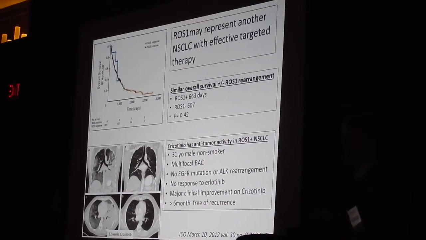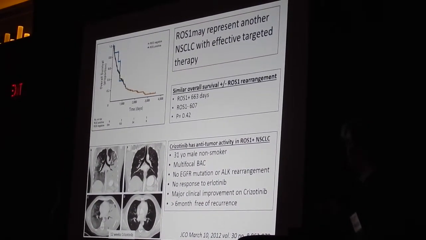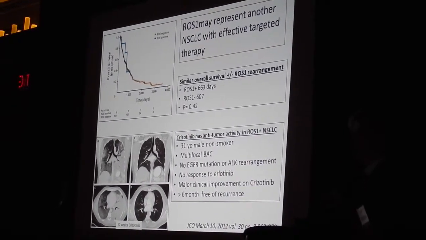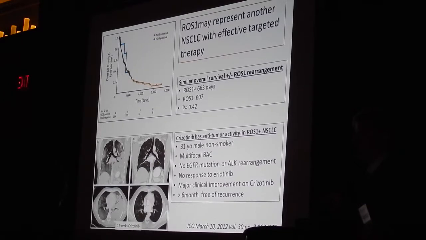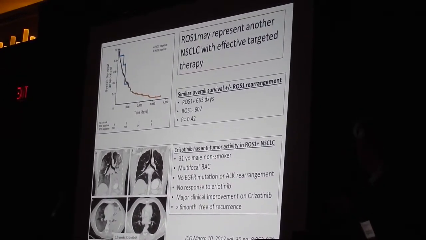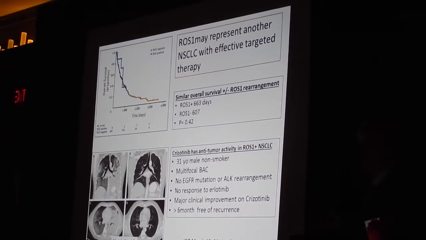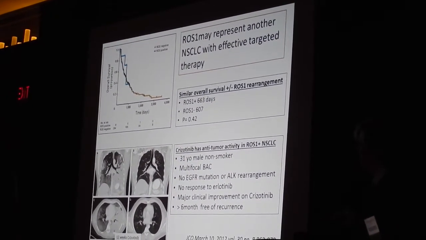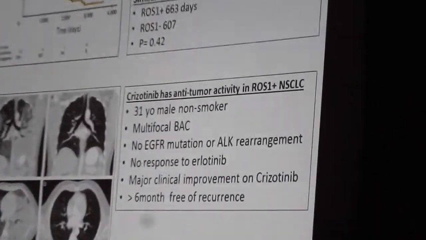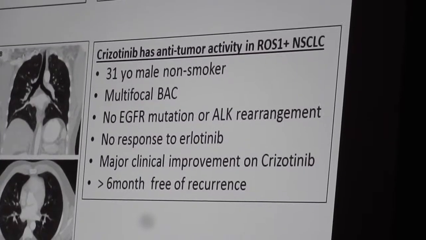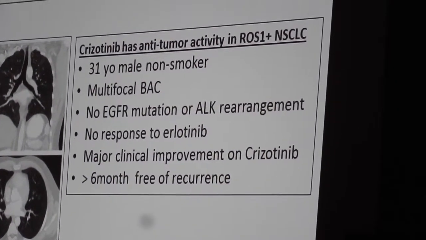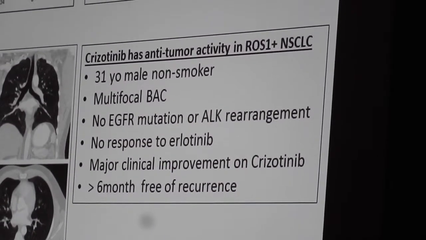There haven't been that many cases of ROS1 described in the literature, but this one paper showed that ROS1, which is shown in this blue line, patients with ROS1 translocations do not have a different prognosis than patients with intact ROS1. So it's debatable, it's just not known yet if it has prognostic implications in lung cancer. But there is a case report of a 31-year-old male non-smoker with lung adenocarcinoma who did not have an EGFR or ALK rearrangement and no response to erlotinib. The patient went on a crizotinib trial and showed a dramatic increase.